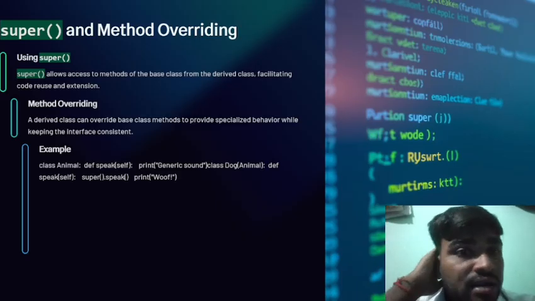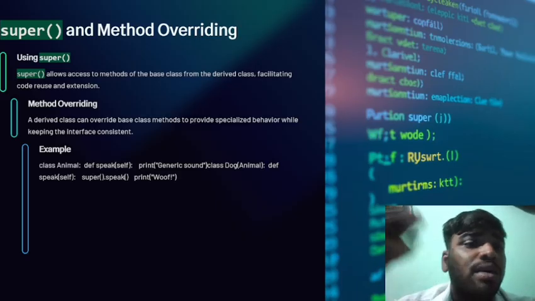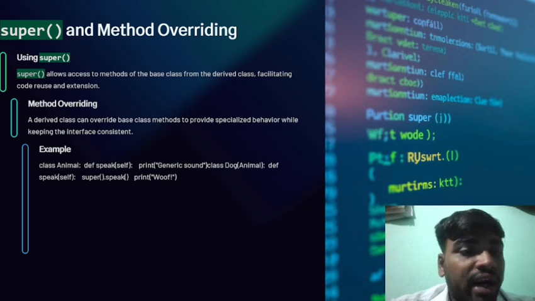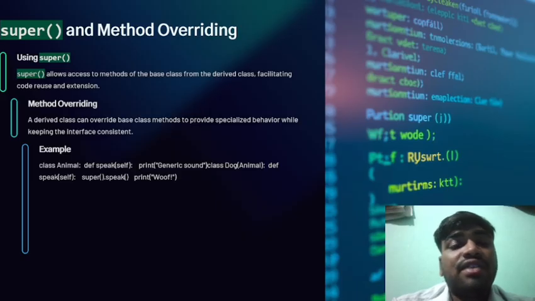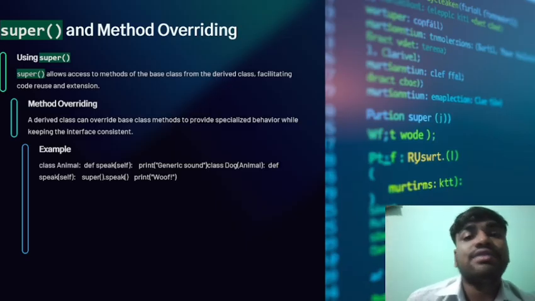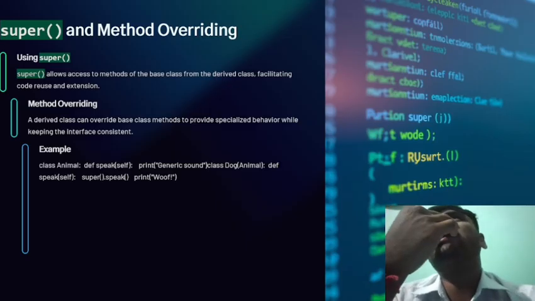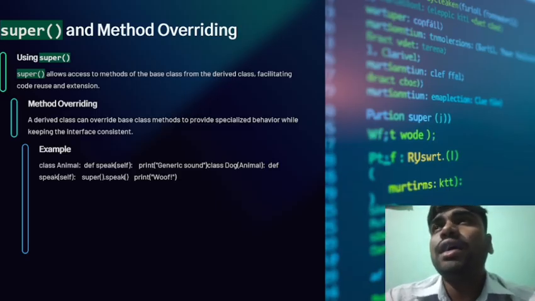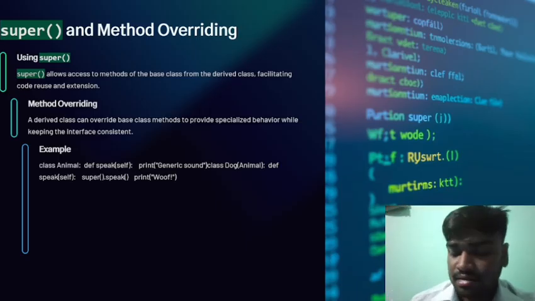Super and method overriding. Super allows us to access the methods of the base class from the derived class. It is used to reduce extensions. Method overriding: a derived class can override base class methods to provide specialized behavior while keeping the interface consistent. Actually super is very essential. Using super we can take the elements from the parent class.